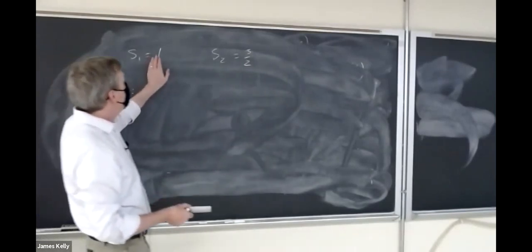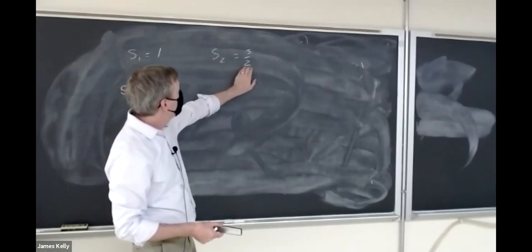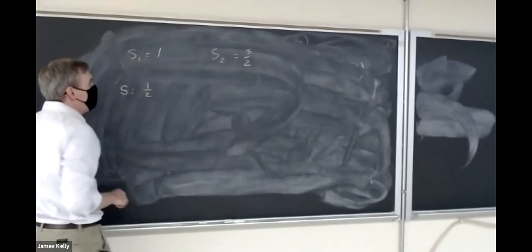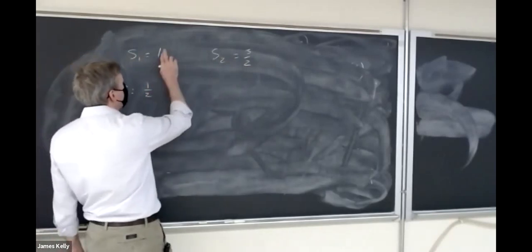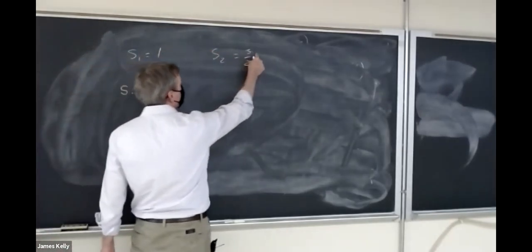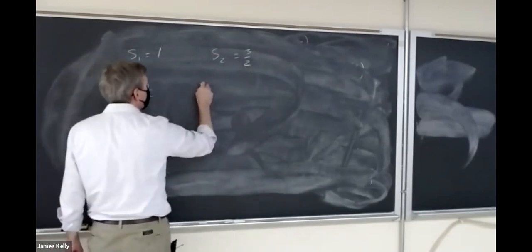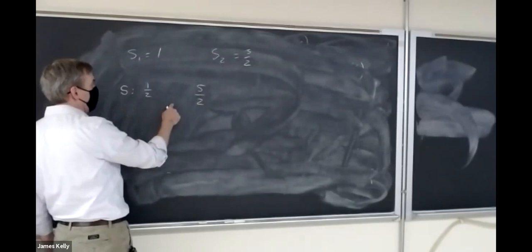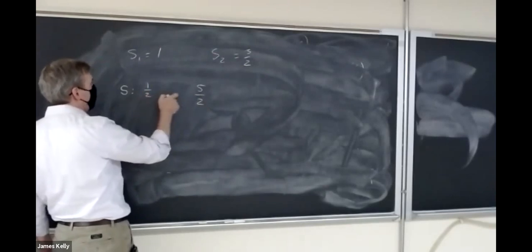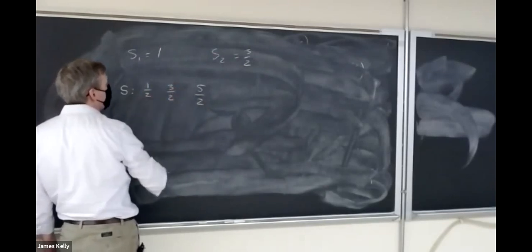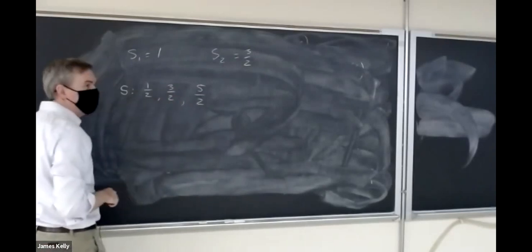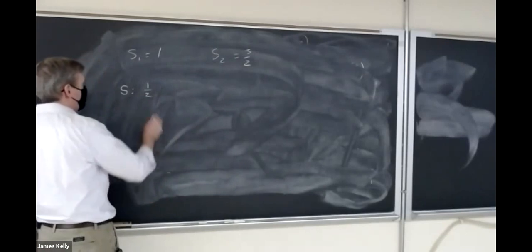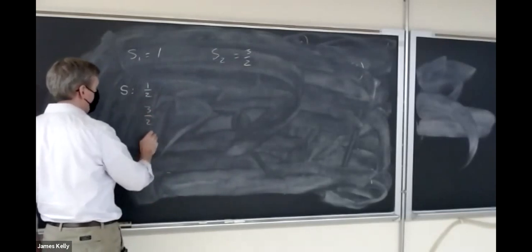Yeah, we take the magnitude of the difference of these two. 3 halves minus 1 is 1 half. So we could have 1 half all the way up to the sum of these. This is 2 halves plus 3 halves, which is 5 halves. And we're going to go in integer steps. So 1 half, 3 halves, or 5 halves. And in fact, maybe I should leave room to write how many states we have there.